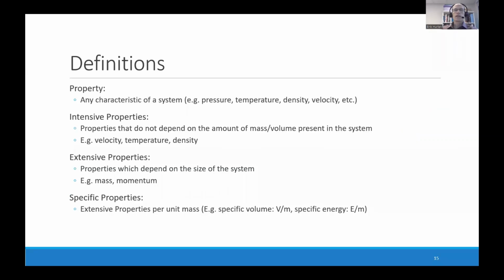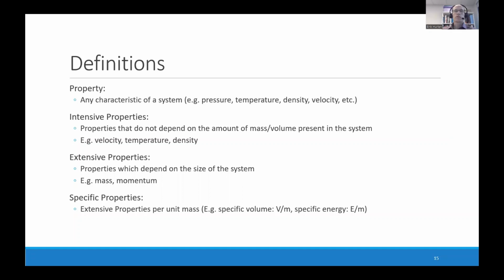A property is any characteristic of a system. These are things like pressure, temperature, velocity, energy, etc. Properties are generally divided into two categories. Intensive properties do not depend on the amount of matter involved in the system. These are things like velocity, density, etc. Extensive properties, on the other hand, do depend on the amount of stuff in the system. These are things like mass, momentum, energy, and so on.